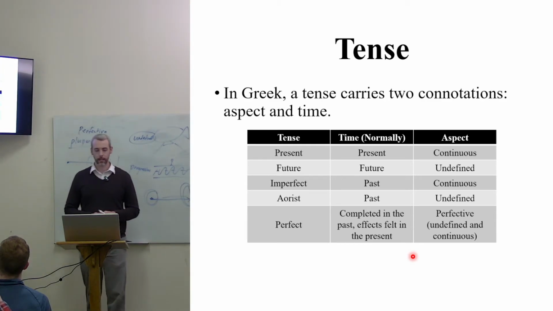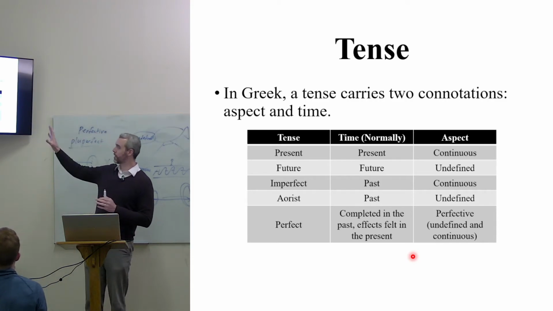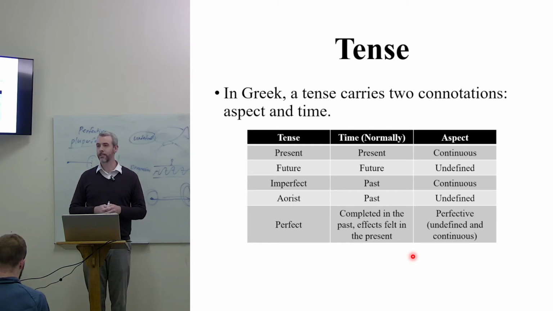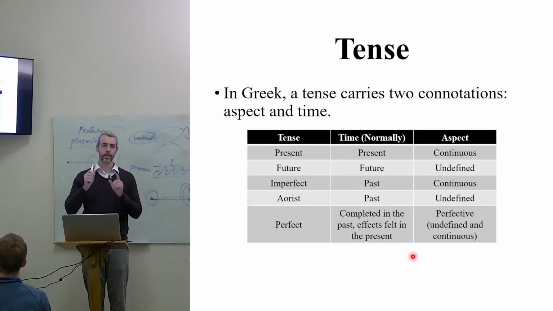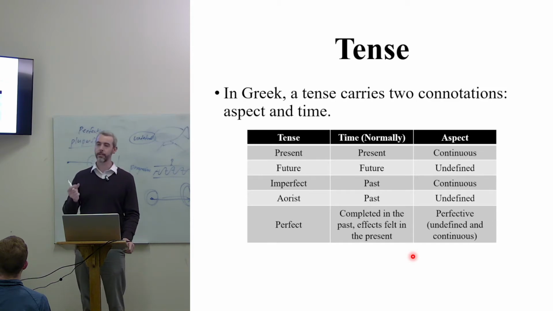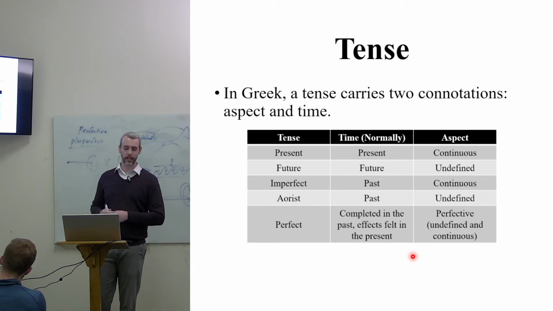In the present, future, imperfect, aorist, and perfect tenses, if we have those in the indicative, I put "normally" because this is the time that's being expressed. So if it's a present tense, normally it is present time in Greek. If it's a future tense, you could almost change it for future. Future is always future in Greek, future time. Imperfect is past activity. Aorist is past activity. Perfect is completed in the past with effects felt in the present. So those are your major tenses in Greek, and those are the time elements that go along with them.